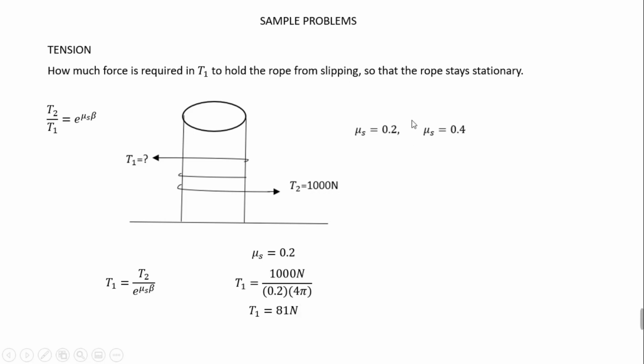Next we're going to find the tension with this other coefficient of static friction. Substituting all the values will give us T sub 1 equal to 1000 newtons over e raised to 0.4 times the two revolutions, which is equal to 4 pi, and calculating this will give us T sub 1 equal to 6.56 newtons. As you notice, guys, the tension required to hold the rope from slipping is getting smaller as the coefficient of static friction increases. So that's how we get the tension for this type of problem.